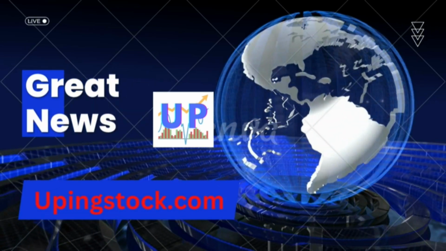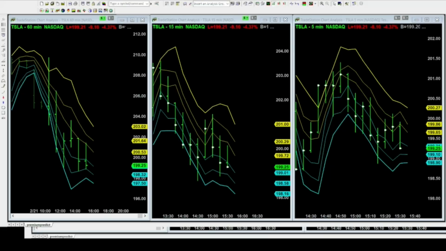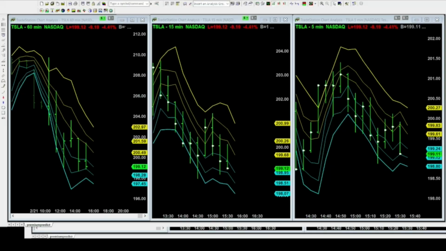So if you want to trade stocks with more confidence, with a higher success rate, in order to make more profit and reduce risk, here is great news to share with you.